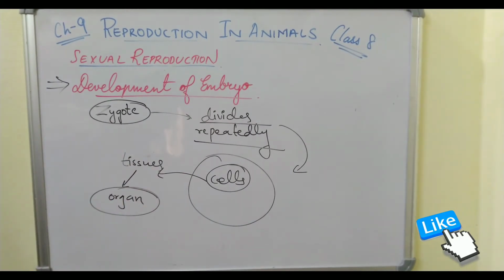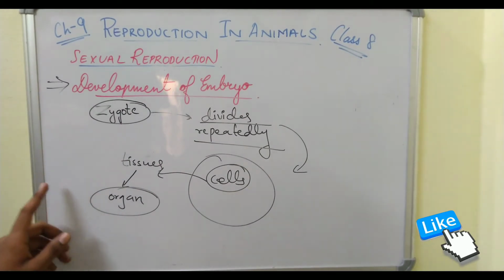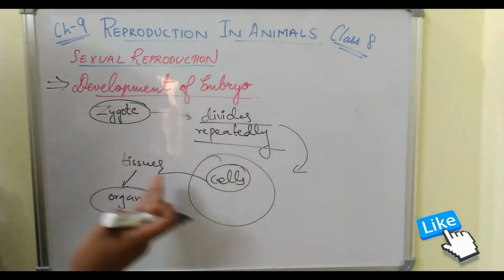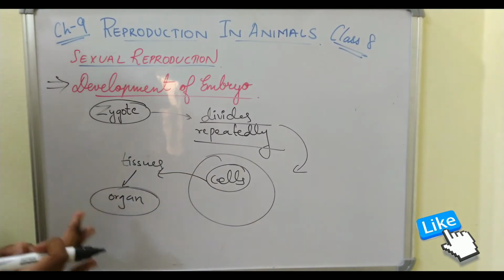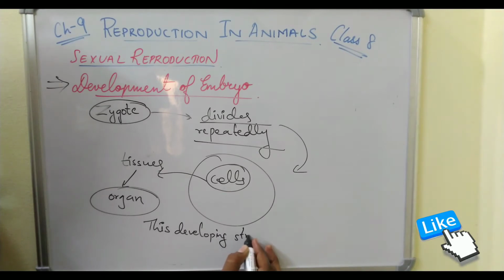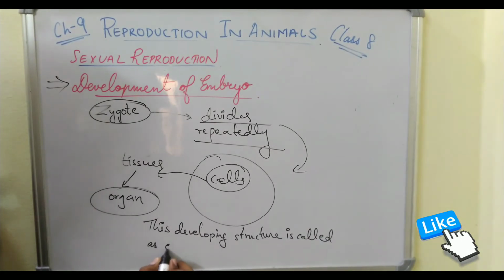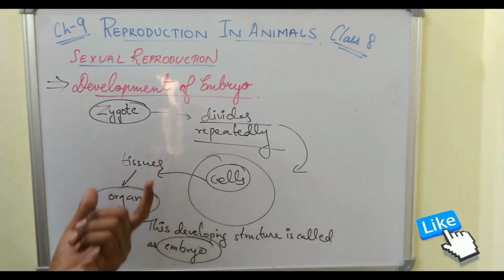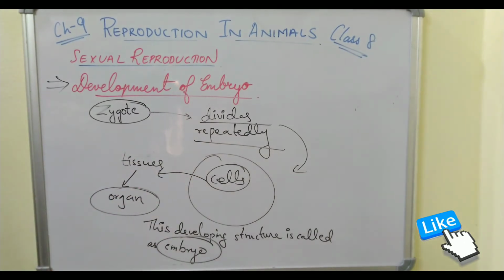Now this whole process, a cell begins to form a group that develops into different tissues, then organs of the body. This developing structure is called the embryo. Developing structure means the zygote is dividing repeatedly and forming cells, these cells are formed into tissues, and tissues are formed into organs. This developing structure is called the embryo.